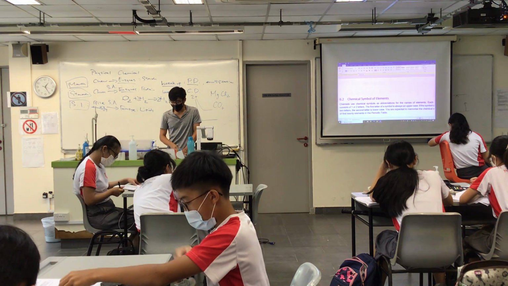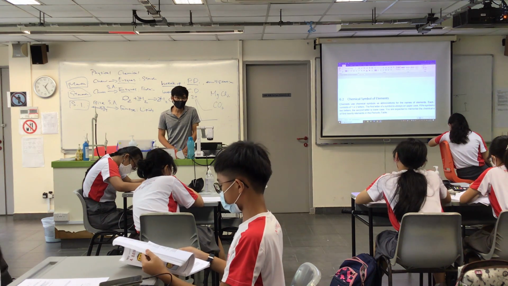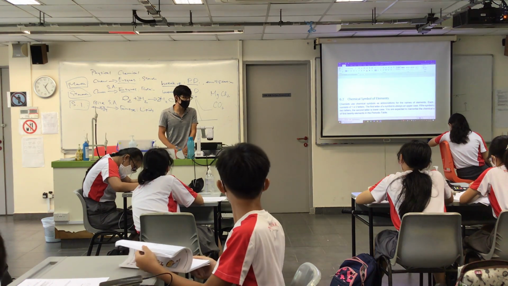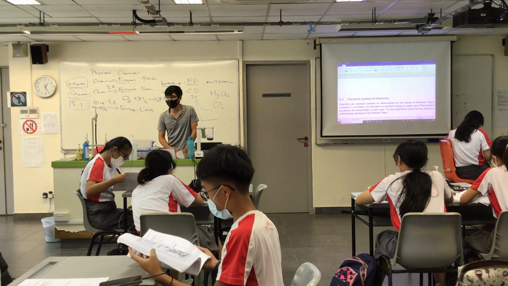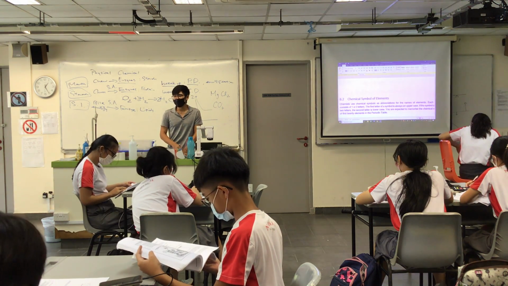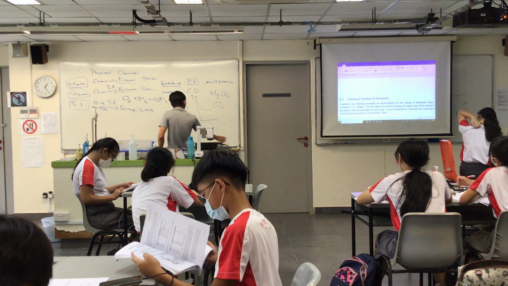In reality, when we look at chemistry as language, we are quite lazy people. We don't want to write out the full name of chemical elements. And so one way about it is that we always replace it with short-term symbols. You have realized by now that not all elements quite have the symbol that you would expect. What do I mean by that?